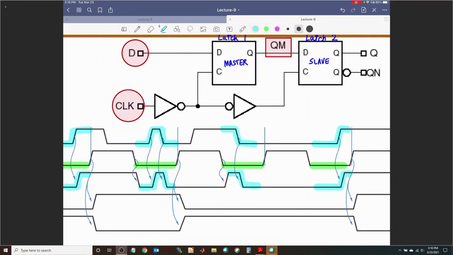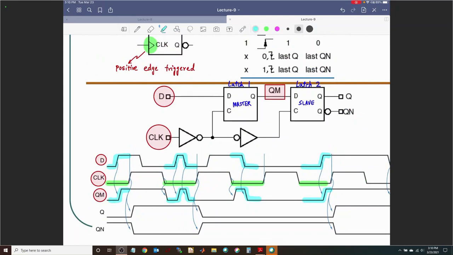For all the other times, when the CLK signal is high, there is no change in QM. You see, no change. No change. It stays in the stored state. All right, questions about the first three signals, D, clock, and QM?